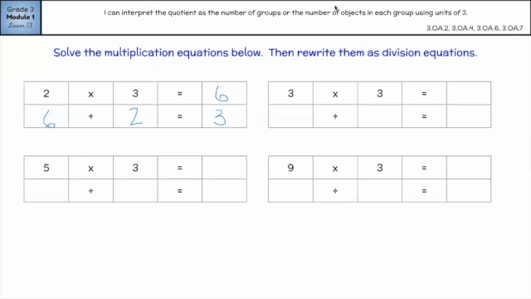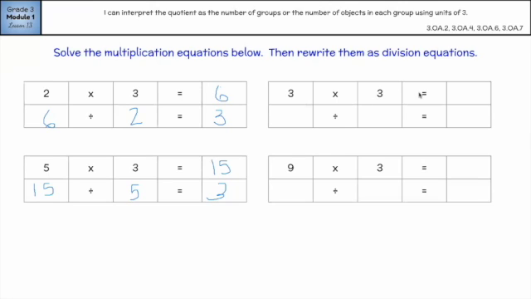If we look down below, we can see that we have 5 times 3, well, 5 groups of 3: 3, 6, 9, 12, 15, that's 15. And if I wanted to rewrite that as a division equation, I would start with 15, and I could say 15 divided by 5 equals 3, or I could actually say 15 divided by 3 equals 5. Let's look at this one.